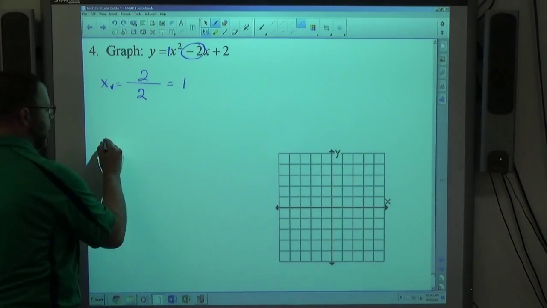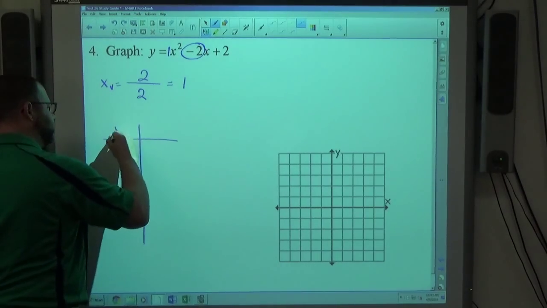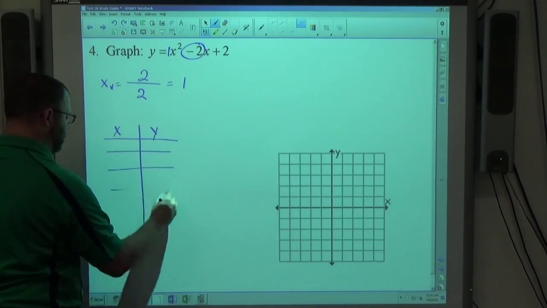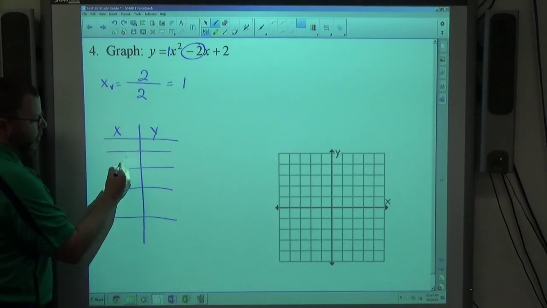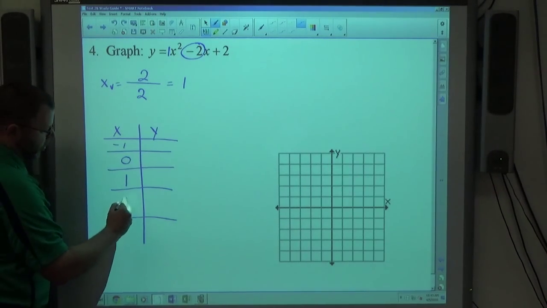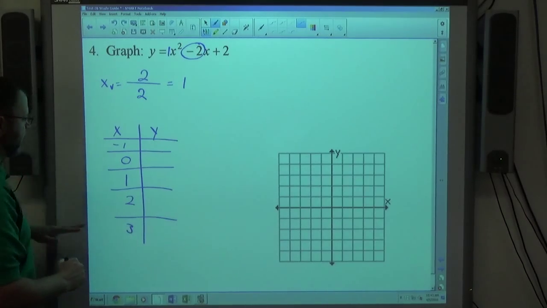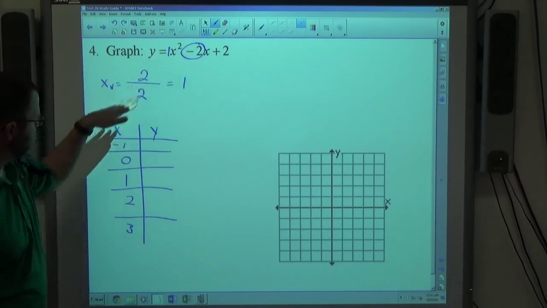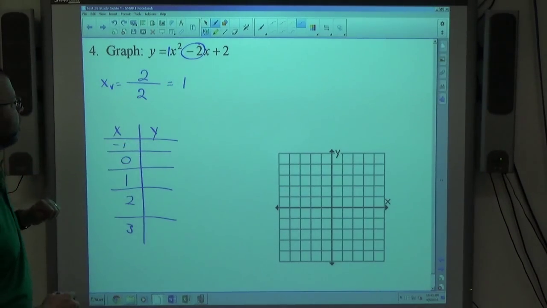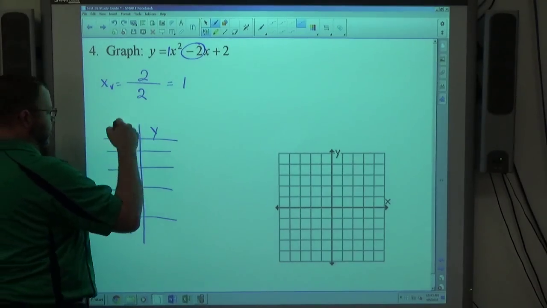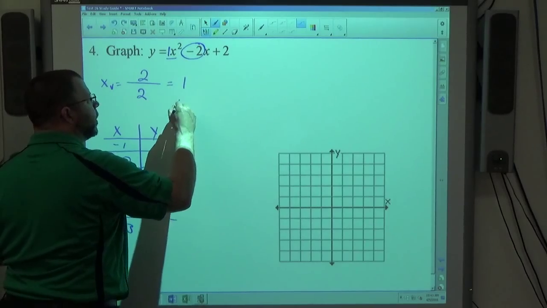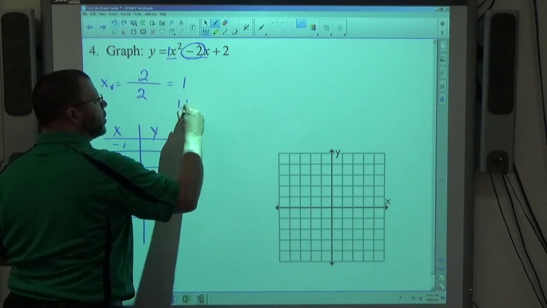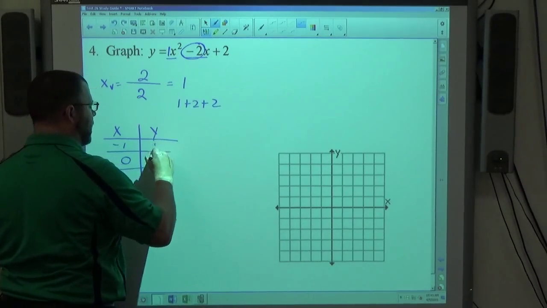I'm going to create an xy chart here. Put 1 right there in the middle. Pick two numbers smaller than 1, 0 and -1, and two numbers larger than 1, 2 and 3. And I'm going to replace x in this equation with these numbers to establish the y value for each. So if I put -1 in for x, -1 squared is +1. -2 times -1 is going to be +2. +2 makes a total of 5.